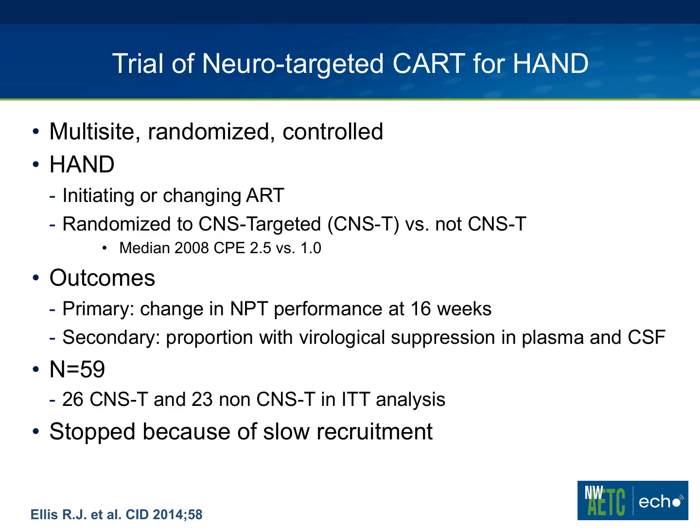And the CNS-targeted regimen had a 2008 CPE median of 2.5 versus 1 in the non-CNS-targeted group. The primary outcome was change in neuropsychological test performance at 16 weeks. Secondarily was the proportion with virologic suppression in plasma and CSF. They were only able to enroll 59 patients over about a 5-year period, and they could only do the intention-to-treat analysis on 49 of them. Although the results didn't meet their futility criteria for stopping, the DSMB stopped the study because of slow recruitment.